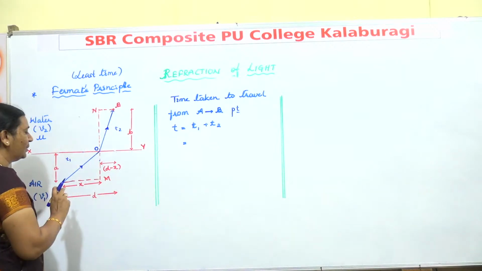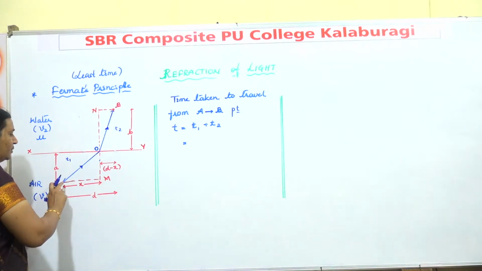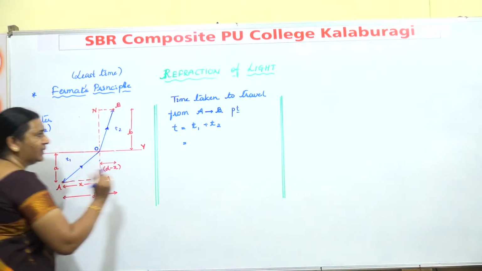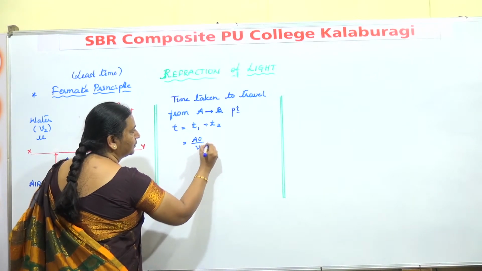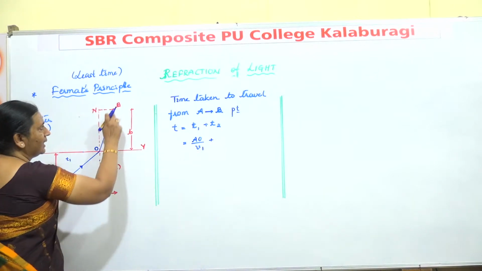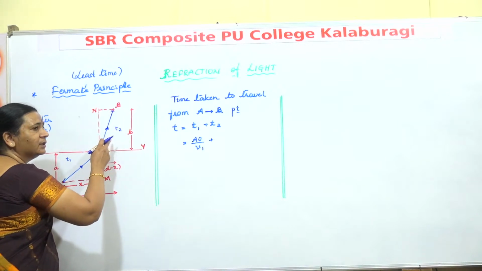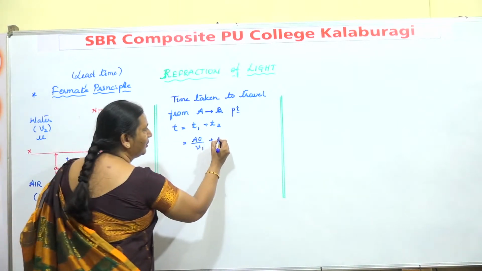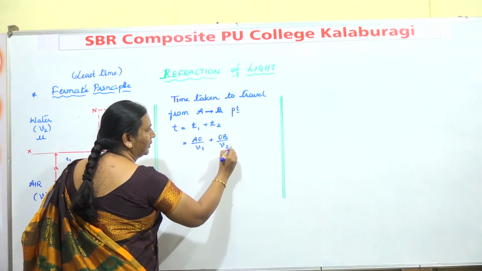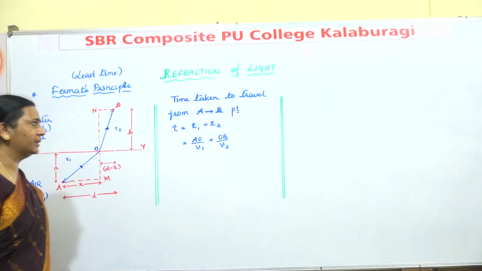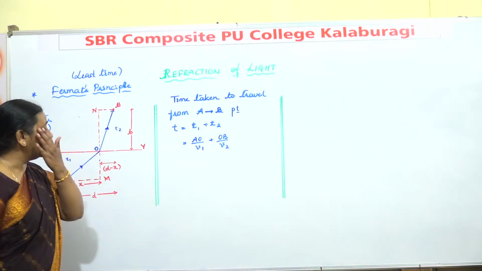I can write the same time as distance traveled divided by velocity or speed. So that is AO divided by V1. Similarly, this I can write as OB divided by V2, in the second medium. So OB divided by speed V2, I can write like this. But AO and OB we do not have information.